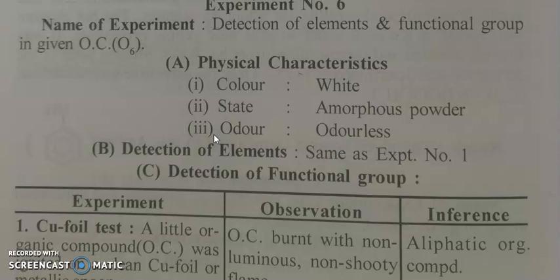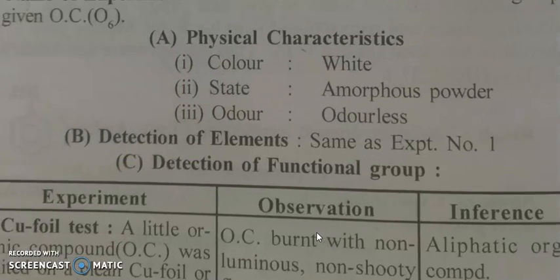So in these experiments, we will decide which elements are present in the element analysis. So my friends, this is very important. You have to find out the carbon, hydrogen and oxygen. First you have to write the detection of elements, then the detection of functional groups. Now you know carbon, hydrogen and oxygen are present, then do the detection of functional groups. Do the first experiment, then observations, and then inference. So like this you can see.